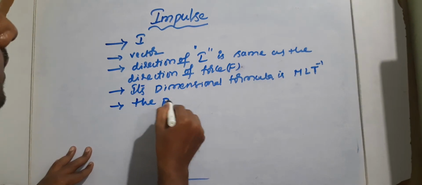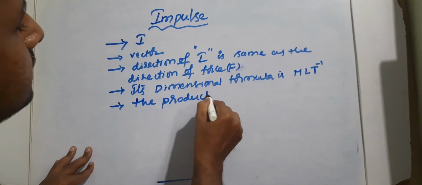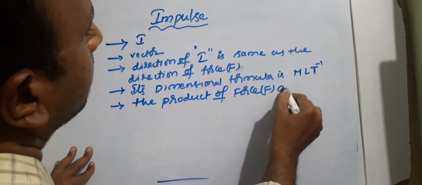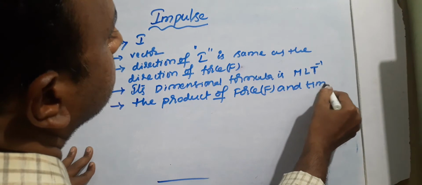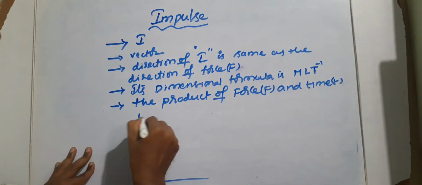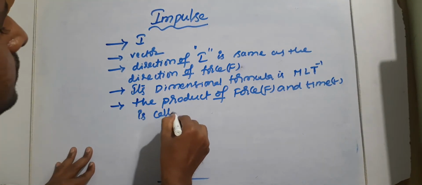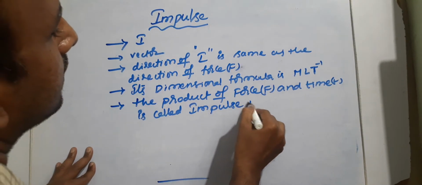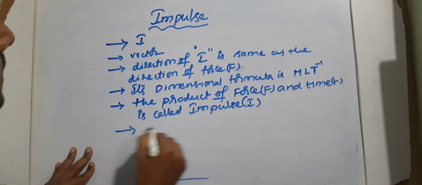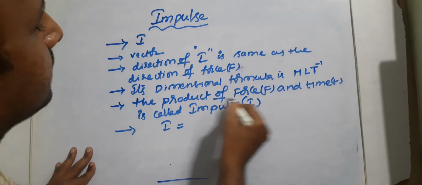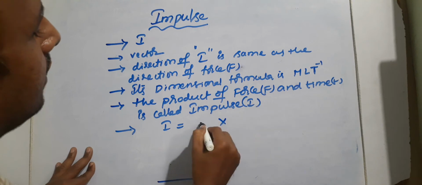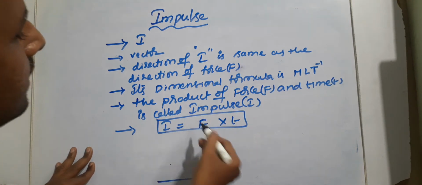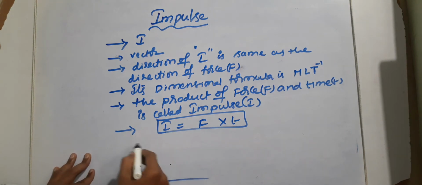Now coming to the definition of impulse. The product of force and time t is called impulse, denoted by I. So I is equal to the product, meaning multiplication, of force F and time t. This is the formula for impulse. I is equal to F into t.